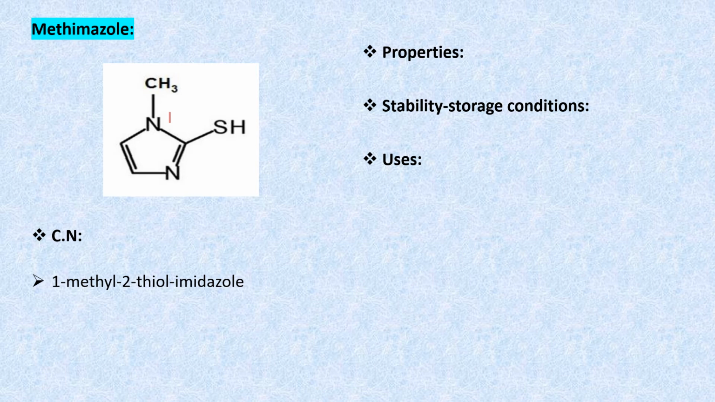Uses: it is used for long term control of hyperthyroidism. It is used for preparation of patients with hyperthyroidism prior to surgery. It is used for temporary control of hyperthyroidism after radioactive iodine therapy. Official preparation: methimazole tablet, which is official in your USP. Trade names or brand names: Tapazole, Mercazole, Thiamazole, Dentadizole, etc. These are the brand names.